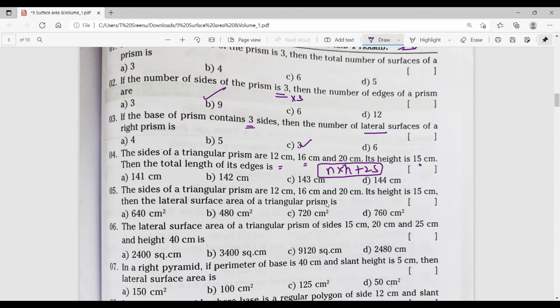Here, S means what, sir? N is the number of sides. And S is the length of edges. Length of edges. Okay, sir.